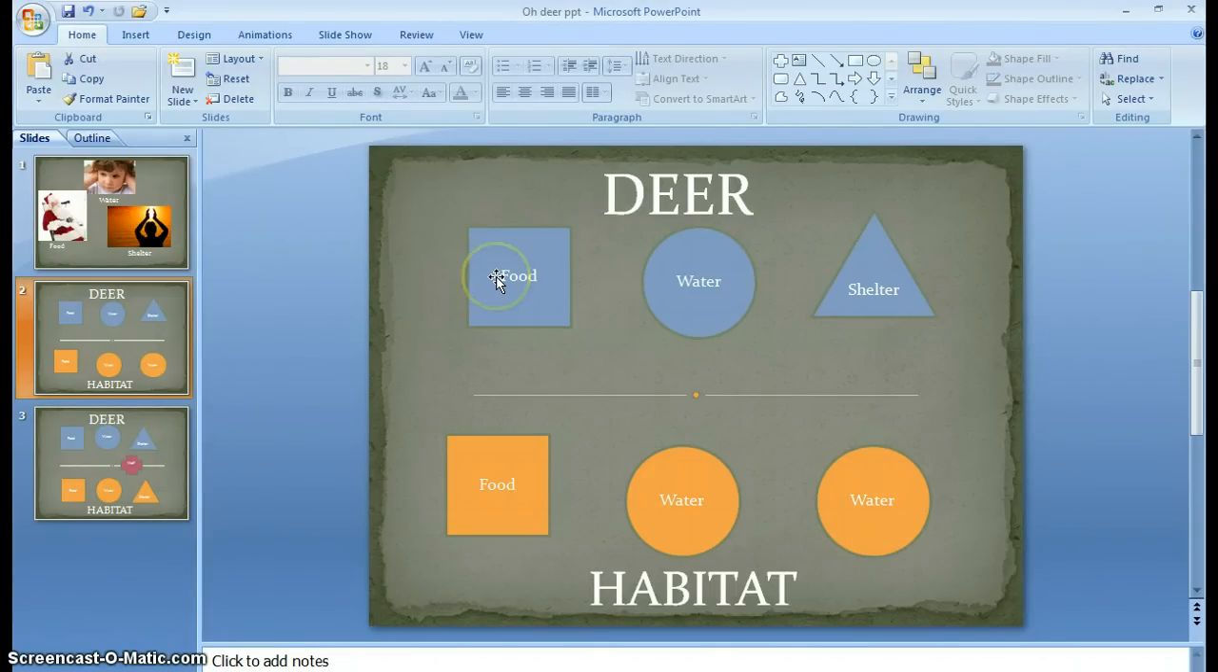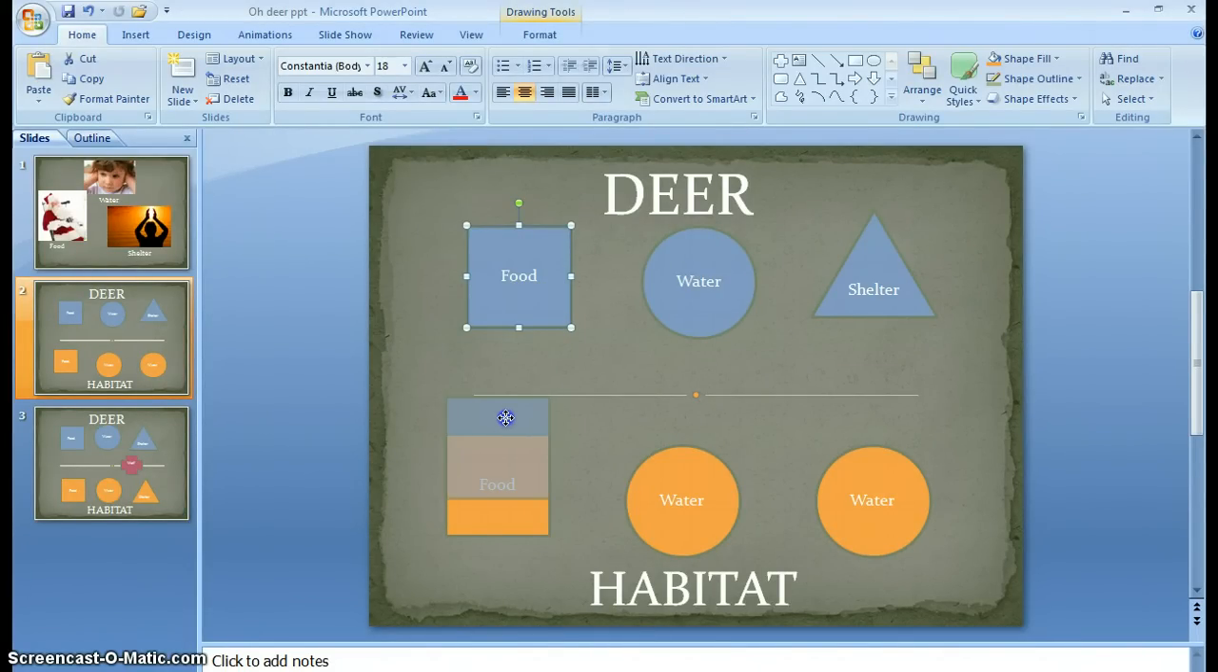So the deer will make their signs over their heads, and then the habitat will make their signs over their head. And then the deer have to find the habitat requirement that they need by running over to that habitat requirement and tagging that habitat. So if I'm a deer, once I say go, you'll run over and pick up this food, and only one deer per habitat type.